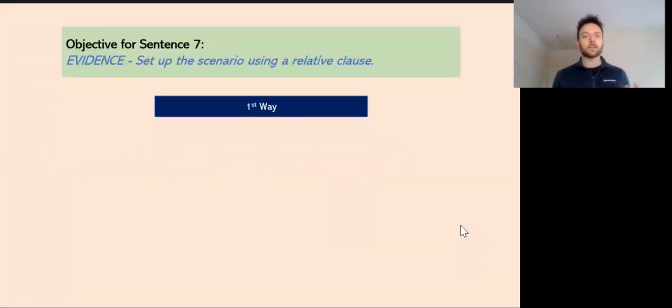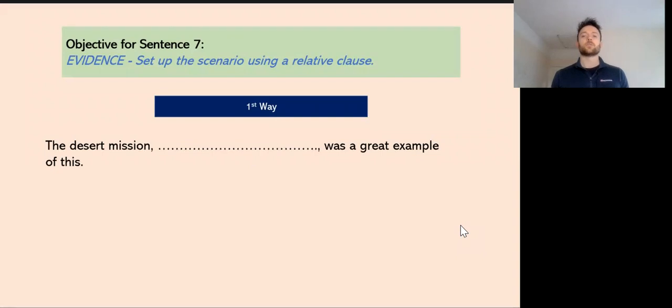So let's have a look. There's two ways you can use this relative clause, okay? Either way is absolutely fine. I'm just going to walk you through them. So, for example, you could say in this scenario, we have the desert mission as the noun, okay? And then we have the relative clause.